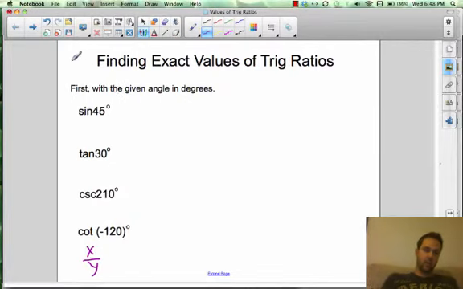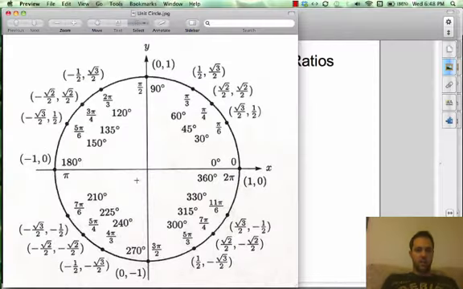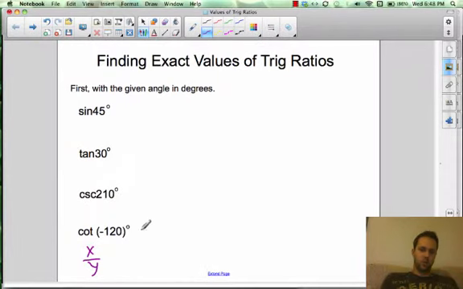So let's take a look at our unit circle. 120 degrees is right here. The x value is negative 1/2. The y value is root 3 over 2. So negative 1/2 divided by root 3 over 2 is the same as multiplying by 2 over root 3.